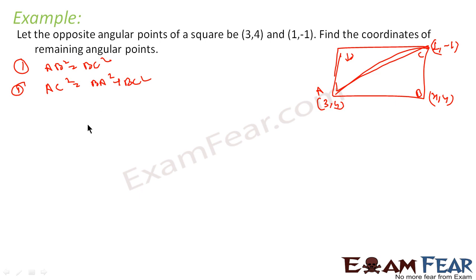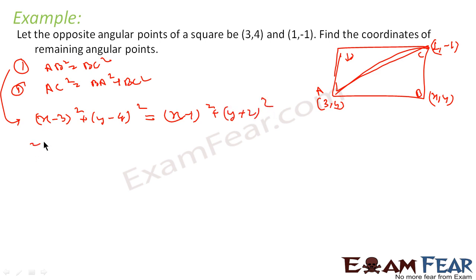I'll do some part, I'll not do the complete thing. So first find AB square. AB square is nothing but (x minus 3) square plus (y minus 4) square, which is equal to BC square. BC square is (x minus 1) square plus (y minus minus 1) square, that is (x minus 1) square plus (y plus 1) square. Expand this, we get x square plus 9 minus 6x plus y square plus 16 minus 8y is equal to x square plus 1 minus 2x plus y square plus 2y plus 1.